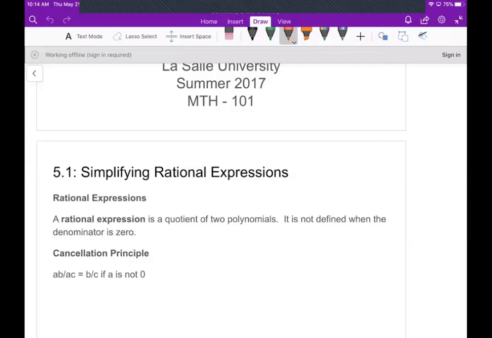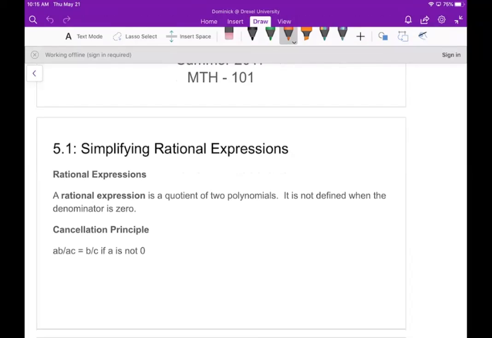Okay, guys, today we're going to talk about rational expressions, and the first thing that we need to discuss when it comes to rational expressions is the idea of simplifying them. Now, first of all, what do we mean by a rational expression? We mean something that is a quotient of two polynomials. And of course, whenever you have a quotient or fraction, you can think of this really as a polynomial over another polynomial, as long as that polynomial that's in the bottom is not zero, because then you have a problem.